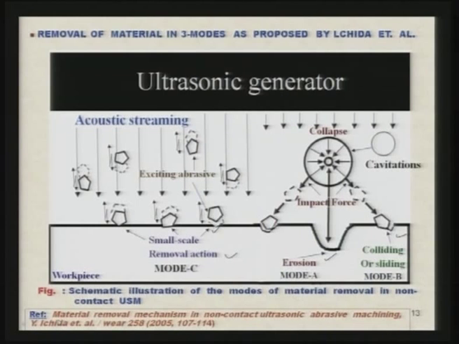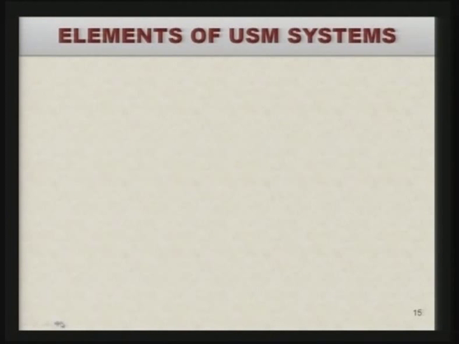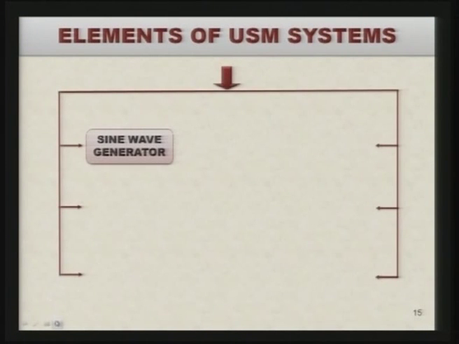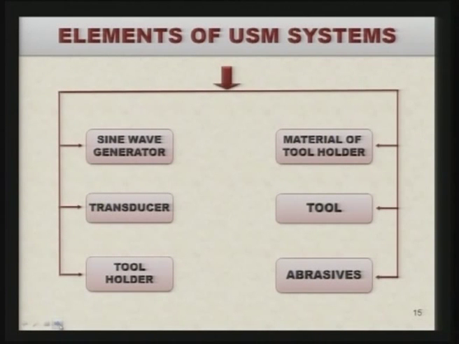Now, this particular diagram has been taken from the paper by Ishida, that was titled as Material Removal Mechanism in Non-Contact Ultrasonic Abrasive Machining. It was published in the International Journal of Wear. Now, let us see in brief the various elements of ultrasonic machining. It includes sine wave generator, transducer, tool holder, material of tool holder, tool, and the abrasive particles. Now, in brief we will discuss all these elements.